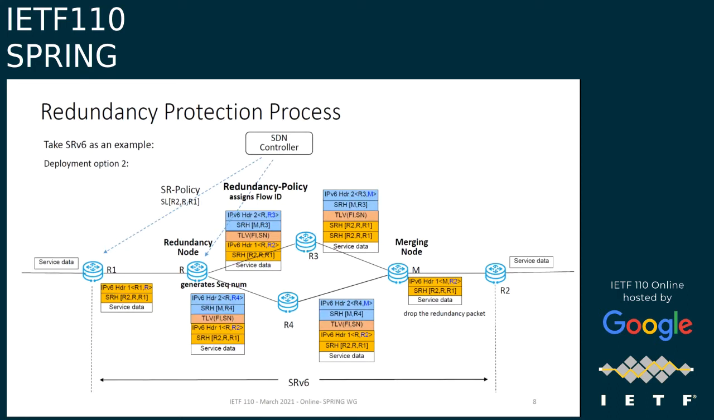So it is the updated one. Yes, the second option's difference is just where you assign the flow ID and the sequence number, because in this option the flow identification and the sequence number are only used between the R node and M node. So those are the two choices you can use for this redundancy protection: will you use it from end to end, or as a part of a kind of service? Next, please.